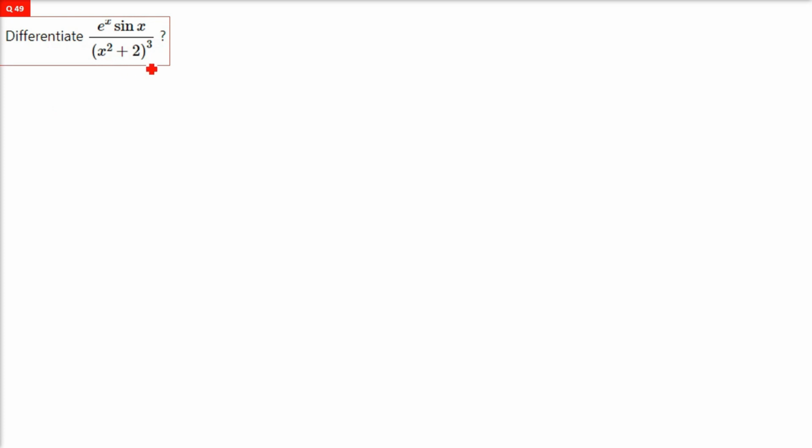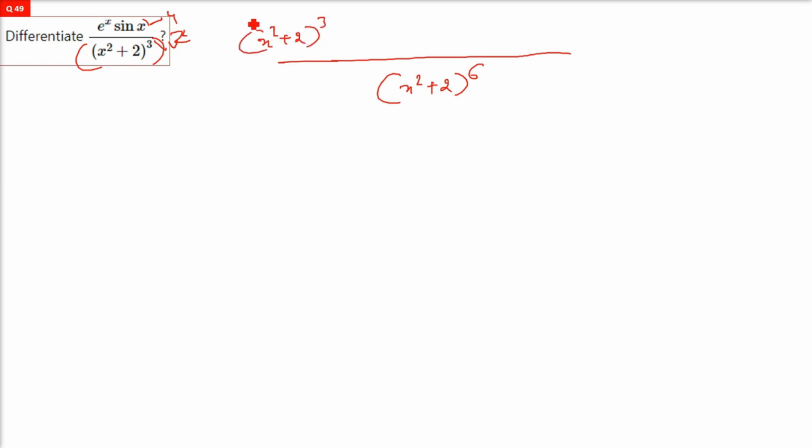Differentiate e to the power x sin x by x square plus 2 whole cube. So again quotient rule, u is the numerator, v is the denominator, and we'll apply the quotient rule. Quotient rule is saying that we'll apply the product rule in e to the power x sin x, but let us see here. In the denominator we have x square plus 2 whole cube to the power 2. So whole cube to the power 2 is going to be 6. This is raised to the power 6. And this is x square plus 2 whole cube. And then d by dx of e to the power x sin x, we'll do it just now.